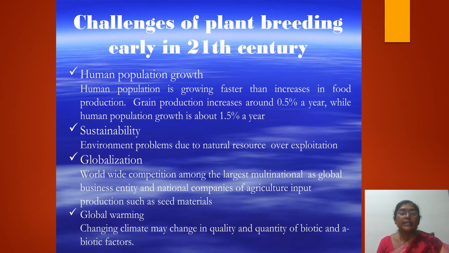Challenges of plant breeding early in the 21st century. Human population growth. Human population is growing faster than increases in food production. Grain production increases around 0.5% a year, while human population growth is about 1.5% a year. Next comes sustainability. Environmental problems due to natural resource over-exploitation. Globalization. Worldwide competition among the largest multinationals as global business entities and national companies of agriculture input production, such as seed materials. Global warming. Changing climate may change the quality and quantity of biotic and abiotic factors.